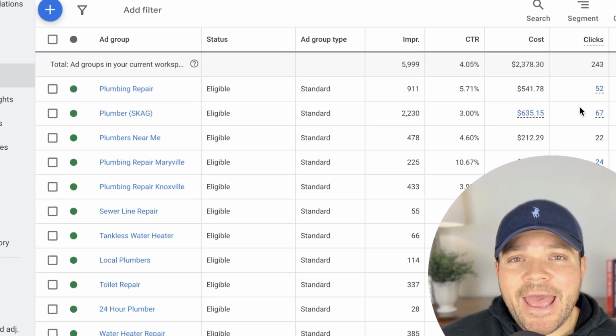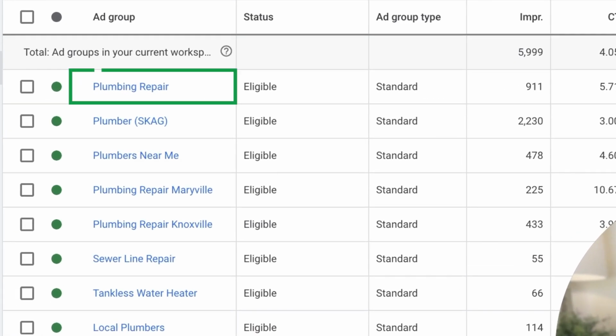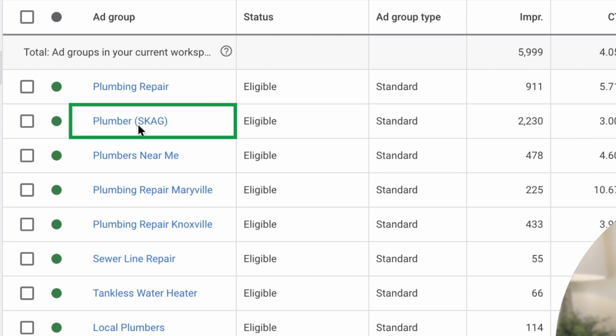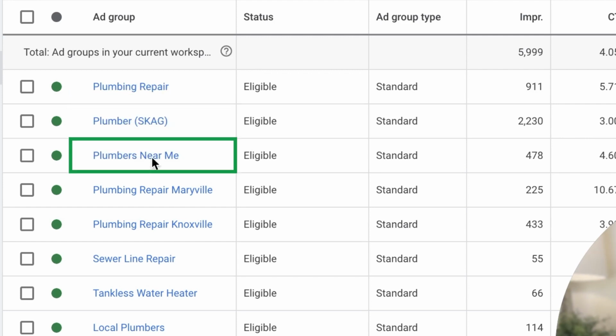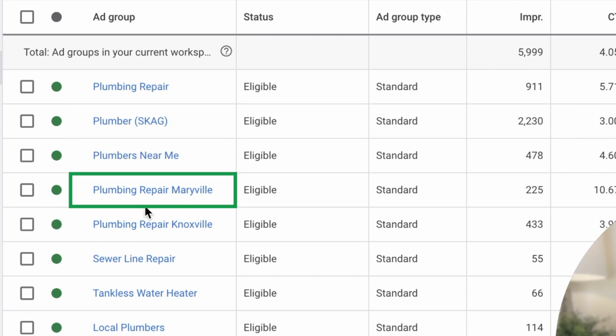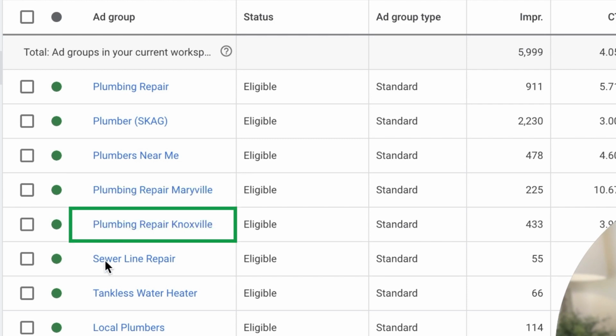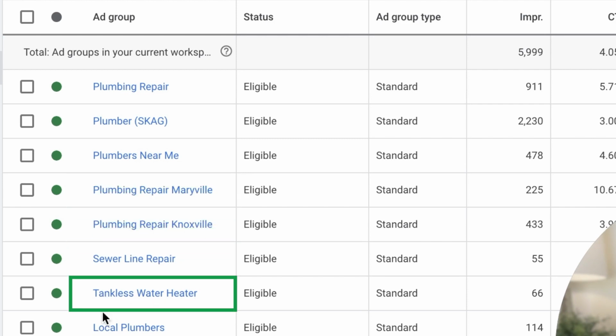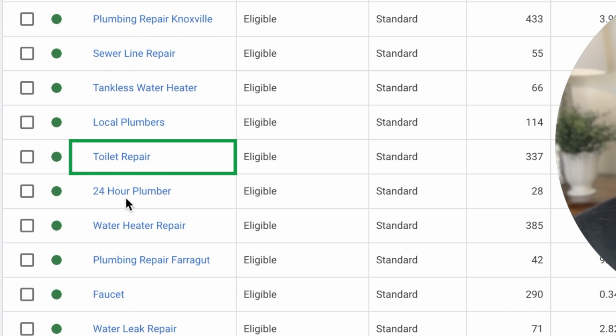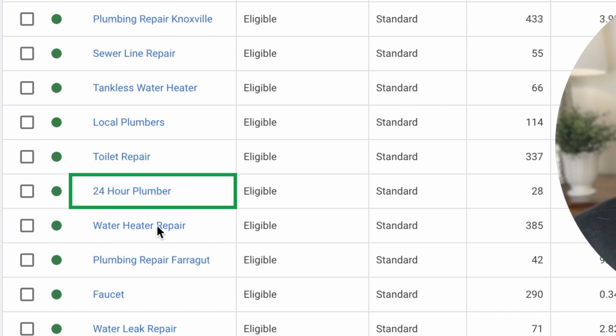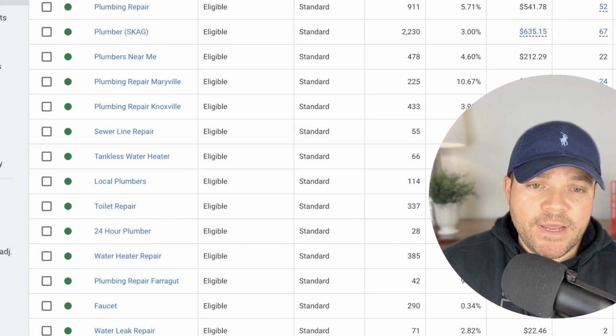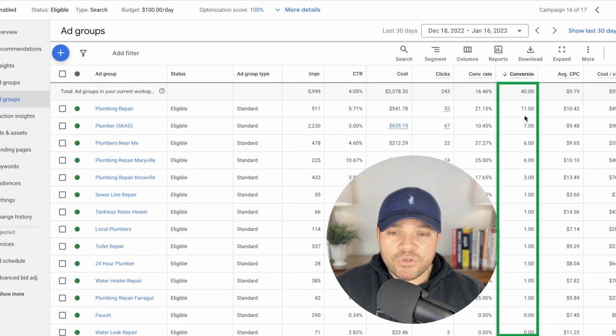So let's take a look at the ad groups that we're using here. So we have plumbing repair, plumbing SKAG, which means single keyword ad group, plumbers near me, plumbing repair Maryville, plumbing repair Knoxville, sewer line repair, tankless water heater, local plumbers, toilet repair, 24-hour plumber, water heater repair. And then as you can see here, based on this conversion column, these few here are the ones that are driving the majority of the conversions or all the conversions for this 30-day period.